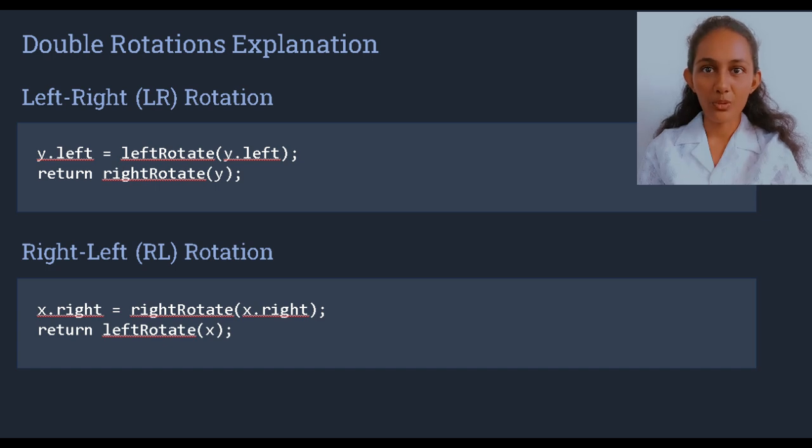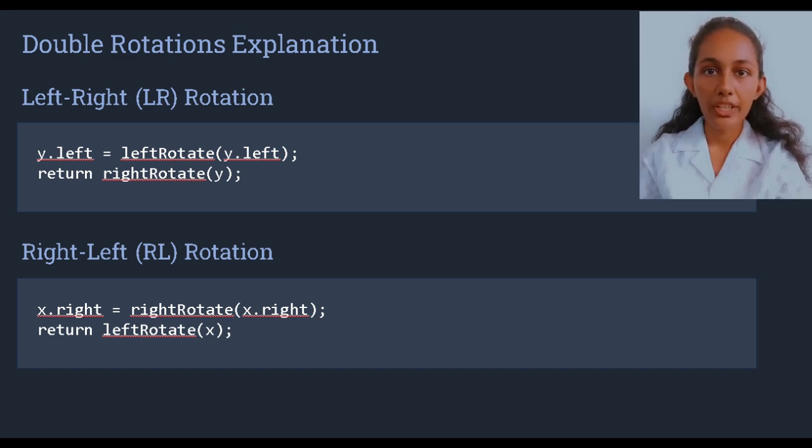Okay, now let's move on to double rotation explanation. The first one is left-right rotation. Here, Y is the unbalanced node. So, the first thing we need to do is rotate B to the left and then remove the bend. Then rotate A to the right to fully balance. And finally, return the new root. It's like fixing a bent straw. First, straighten the straw, then flip it into position.